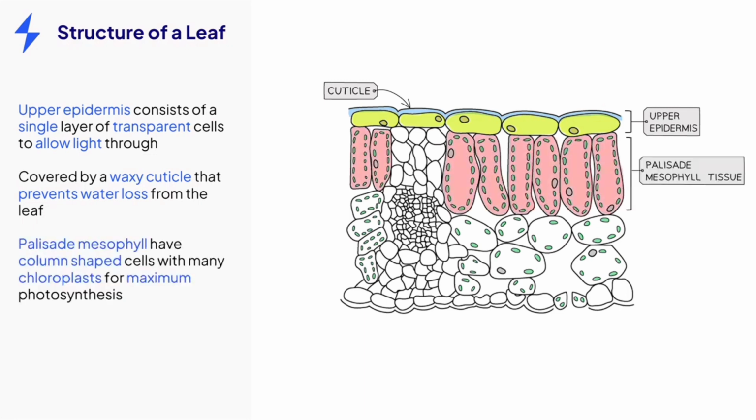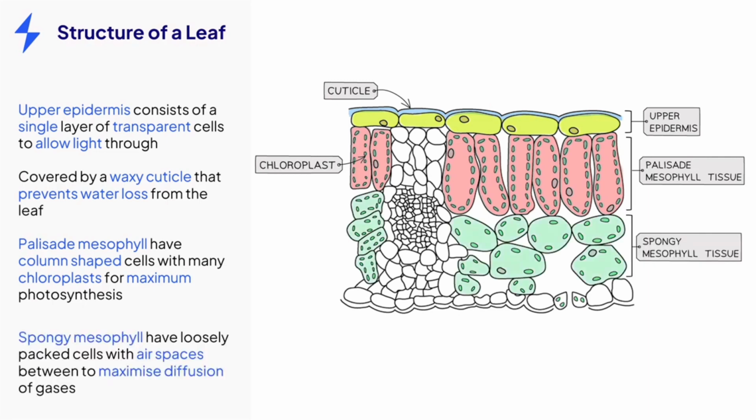The palisade mesophyll layer consists of tightly packed column-shaped cells that contain many chloroplasts. This is the layer where most photosynthesis occurs in the leaf. Below the palisade mesophyll layer is the spongy mesophyll layer, which gets its name from the loosely packed cells with large internal air spaces between them. These air spaces increase the surface area to volume ratio to maximize the diffusion of gases such as carbon dioxide.